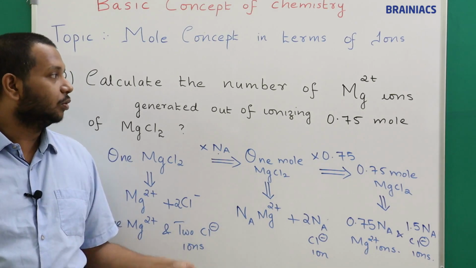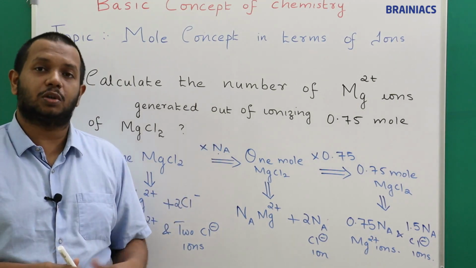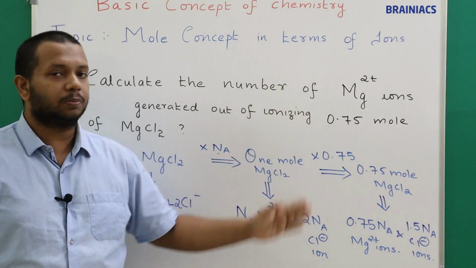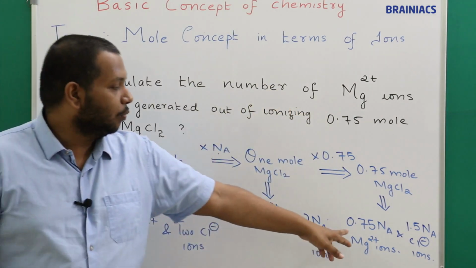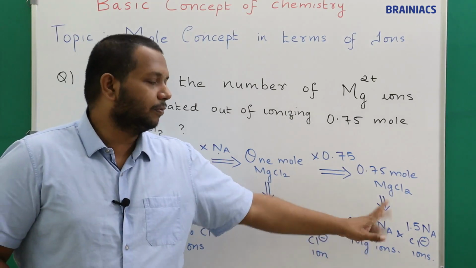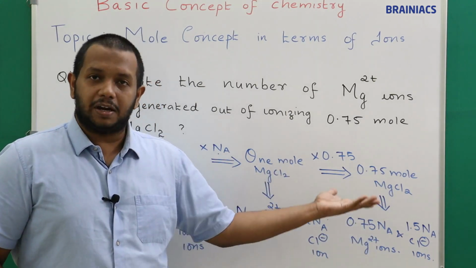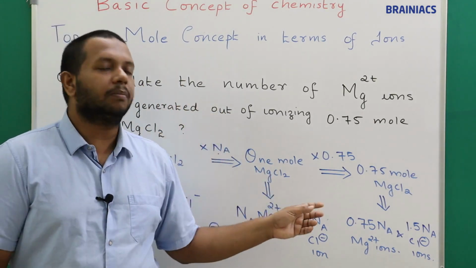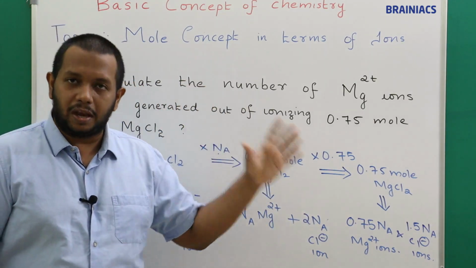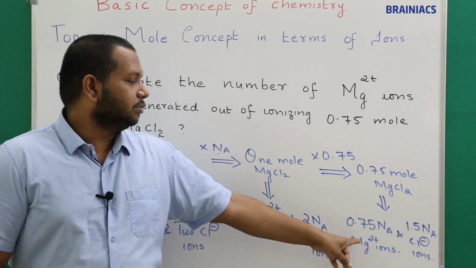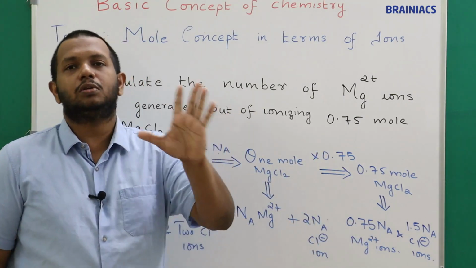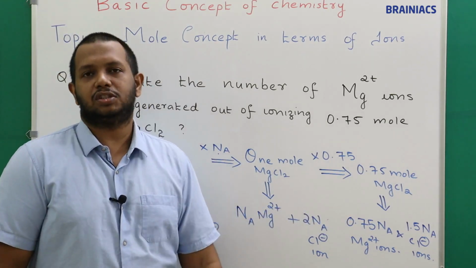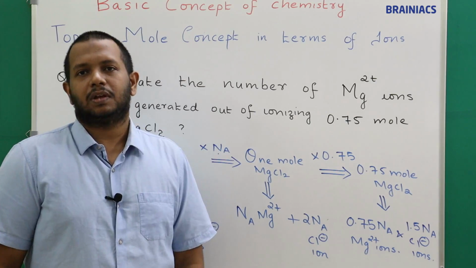And they can ask you the charge also. If they are asking you to calculate the charge of this much magnesium 2+ ions, what you need to do, I have how many number of Mg2+ ions, 0.75 NA, correct, multiplied by the charge of 1 Mg2+ ion. Then it will become 0.75 into NA into 2 into 1.6 into 10 power minus 19 Coulomb. That will be the answer if they are asking you the charge.